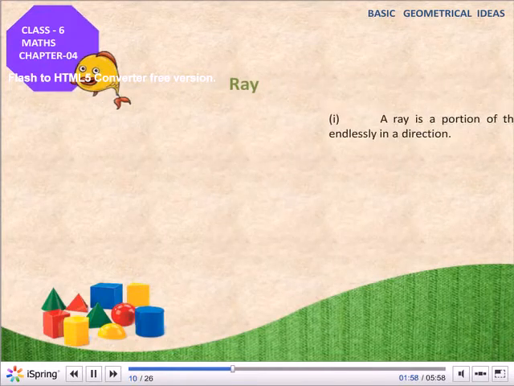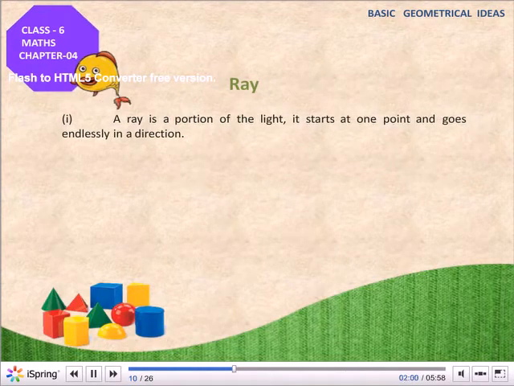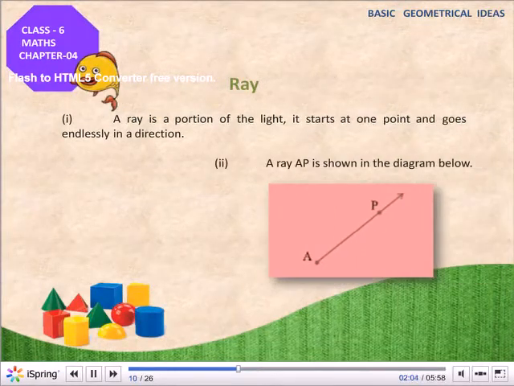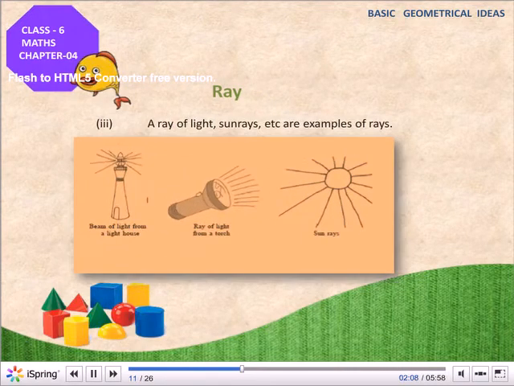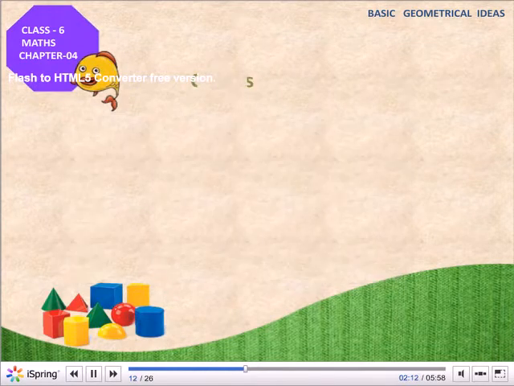Ray. A ray is a portion of the light. It starts at one point and goes endlessly in a direction. A ray AP is shown in the diagram below. A ray of light, sun rays, etc. are examples of rays.